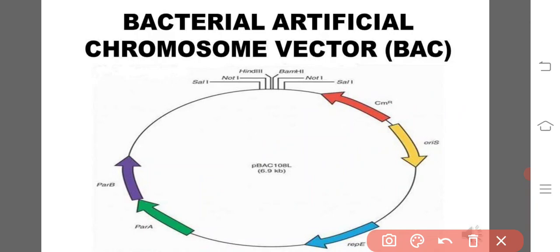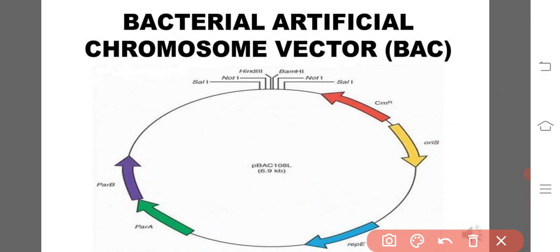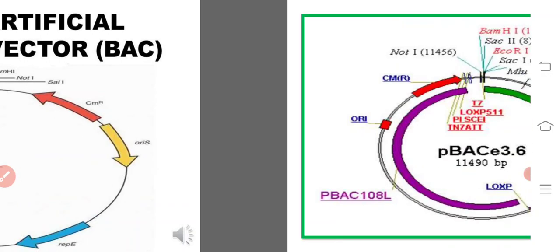And high stability they have, hence they are used in construction of genomic libraries and genome projects like the Human Genome Project. It has sequences from Escherichia coli F plasmid and has the ability to clone up to 70 to 200 kb fragments. The best examples are pUV-BAC. These all are about the bacterial artificial chromosome.